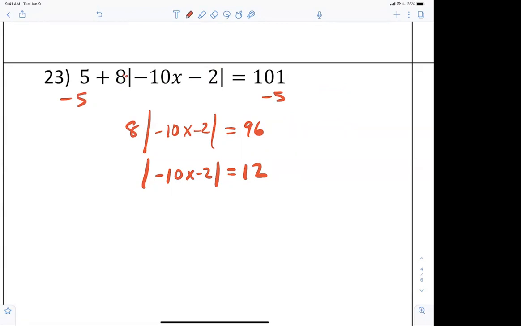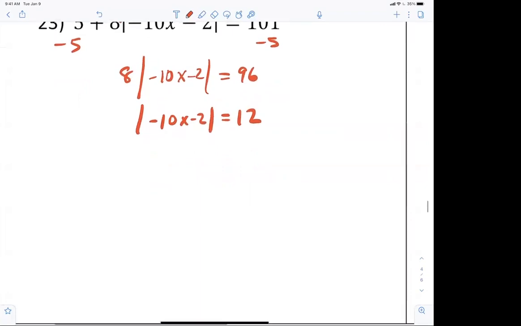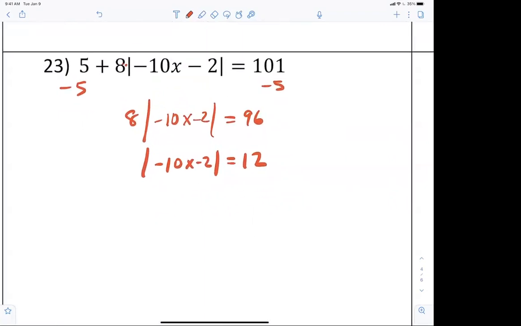Did you have something, Molly? Okay. So now tell me, I'm sorry. You good or not? All right, so now we just write negative 10x minus 2 equals 12. Negative 10x minus 2 equals negative 12.